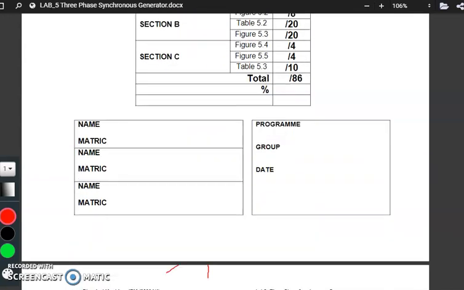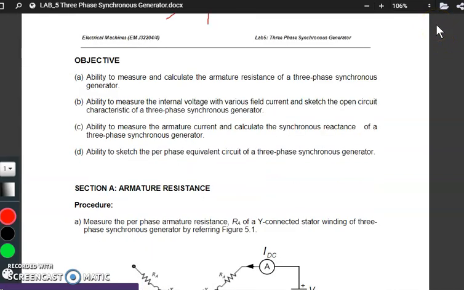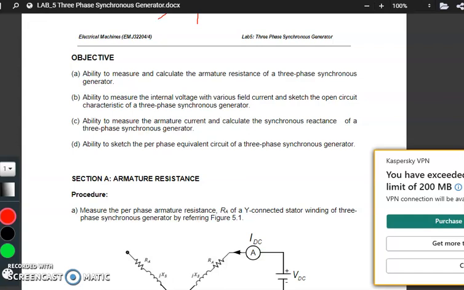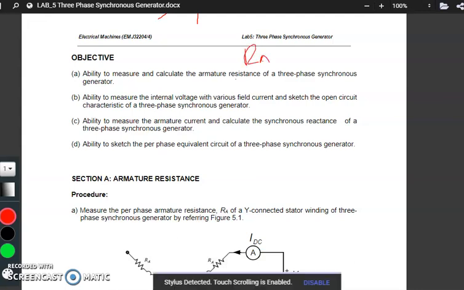Okay, for this lab, we shall go through the tests that should be conducted on the synchronous machine. We are focusing on the synchronous machine. There are a few objectives listed. Throughout this experiment, you should be able to measure the parameters and then calculate the armature resistance of the 3-phase synchronous generator.